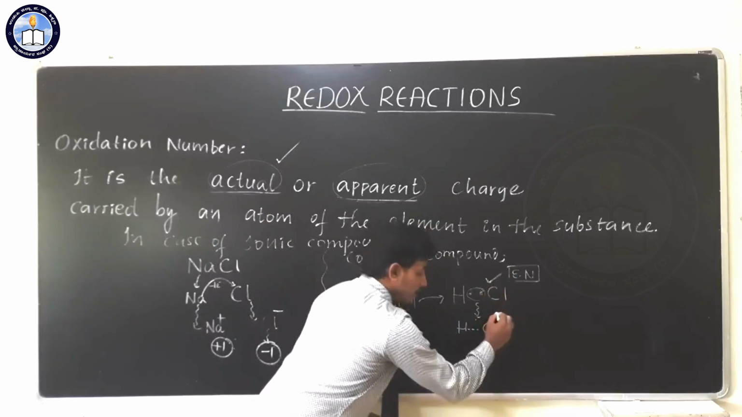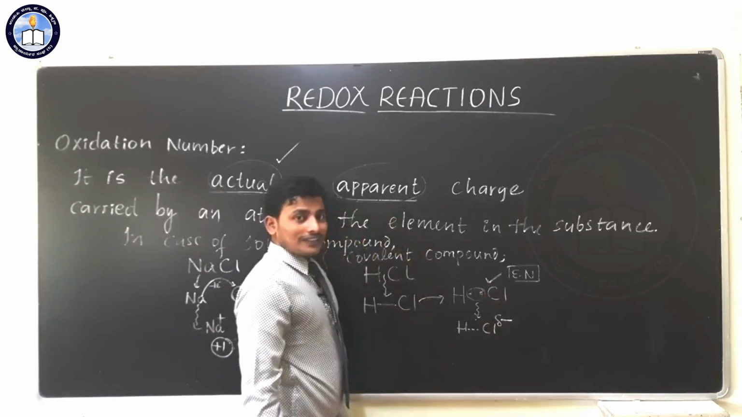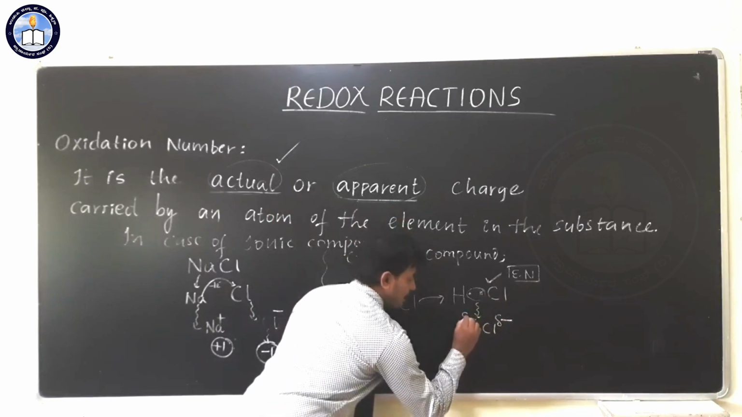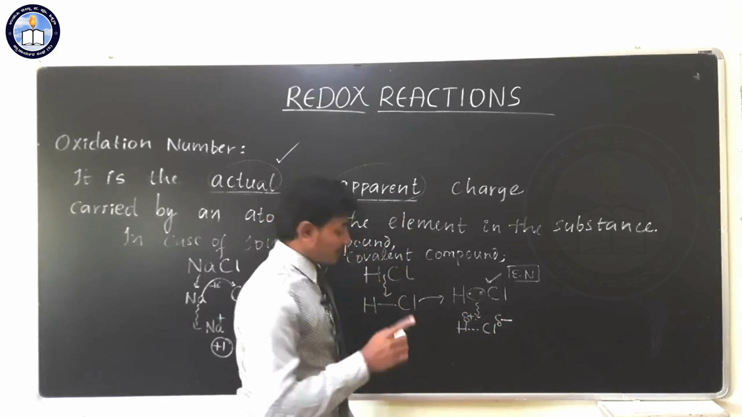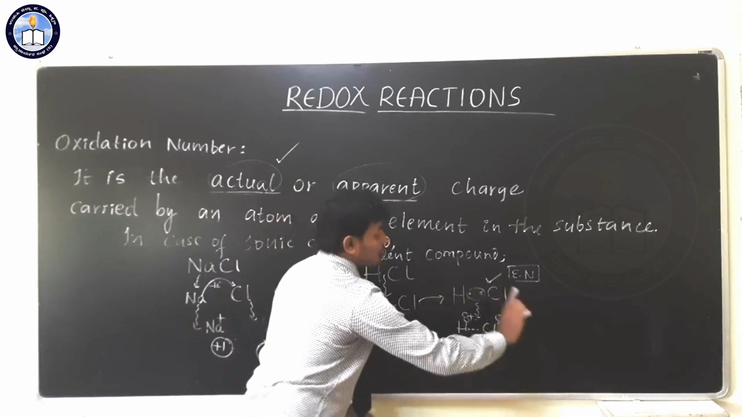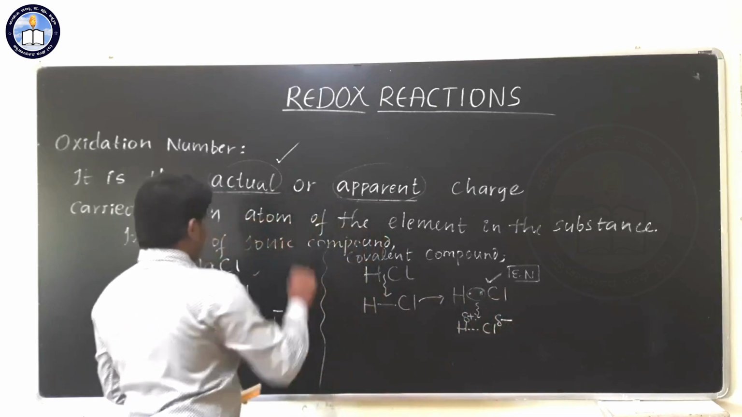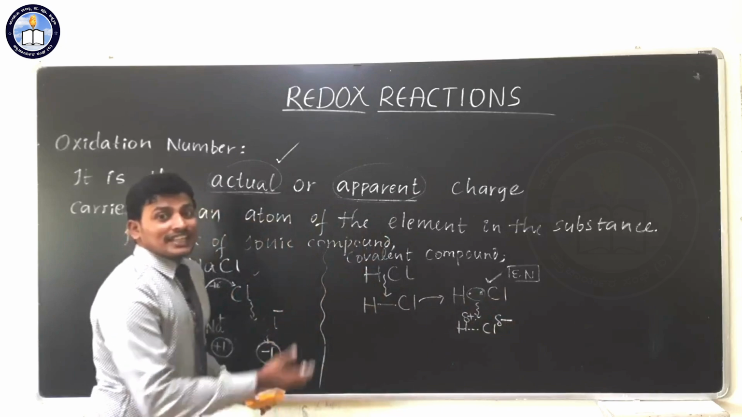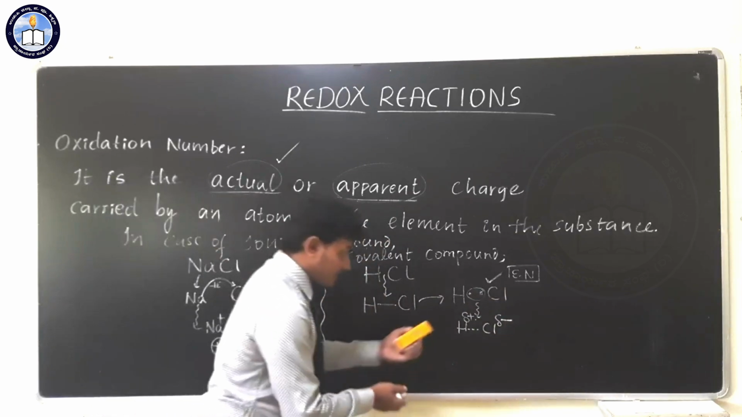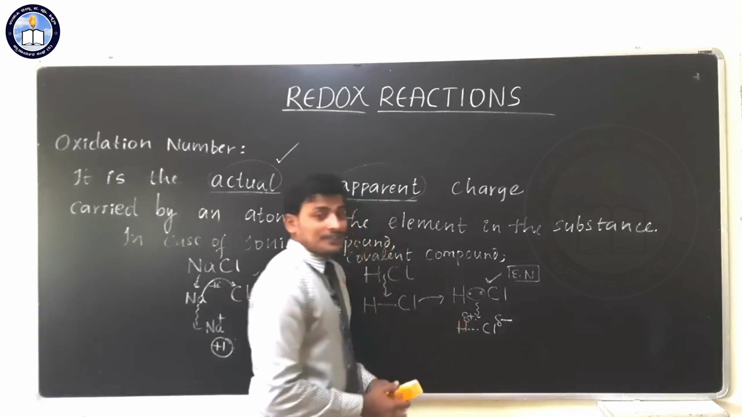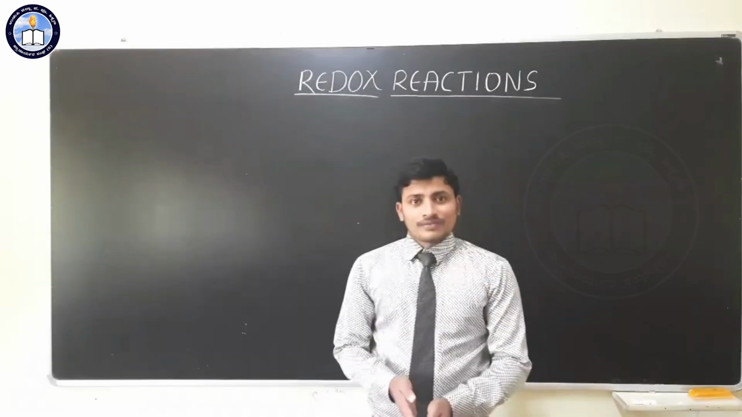Therefore, we are writing slightly negative sign. At the same time, we are writing slightly positive charge. Okay, remember one thing here: partial transfer of electron is taking place. But in the ionic case, complete transfer of electron takes place. In this case, a charge is developed and this charge is known to be apparent charge.